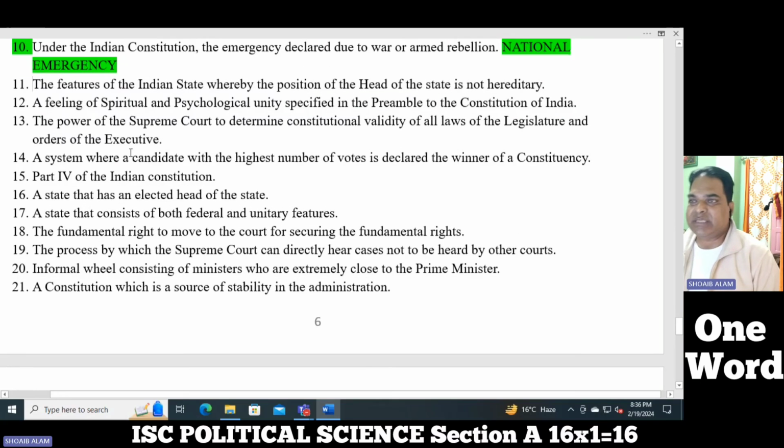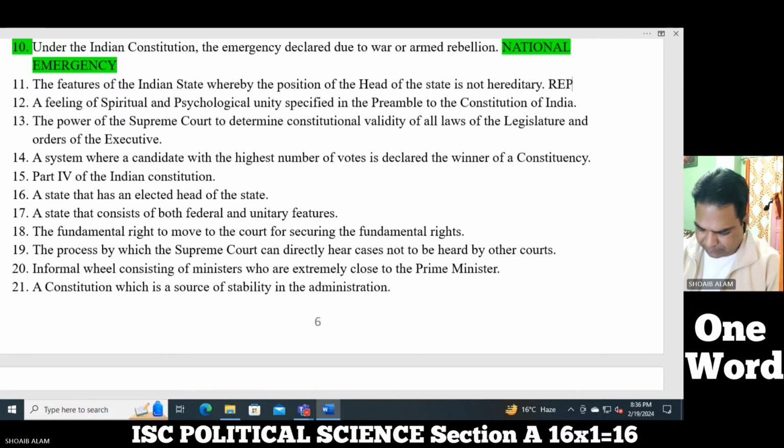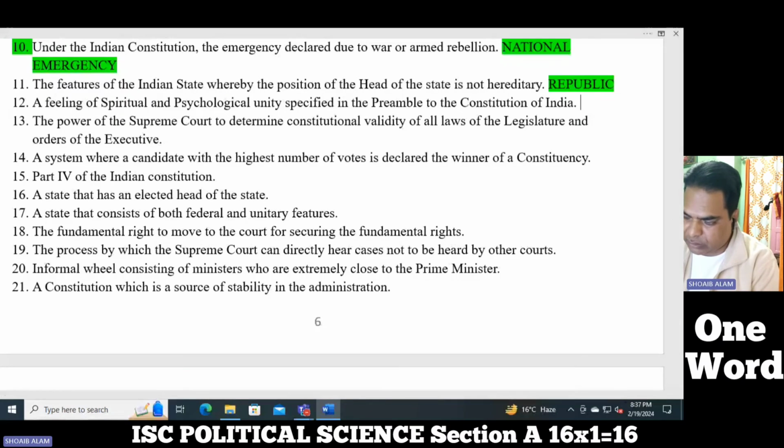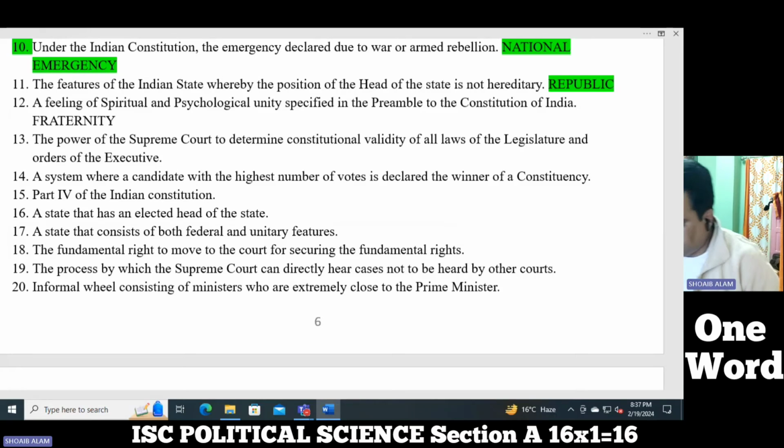The feature of Indian state whereby the position of the head of the state is not hereditary. Feature of Indian state, republic. So it is republic. Okay, let me correct it. Okay, republic. Okay. A feeling of spiritual and psychological unity specified in the preamble of India is called fraternity. I think it's correct, fraternity. Yeah.